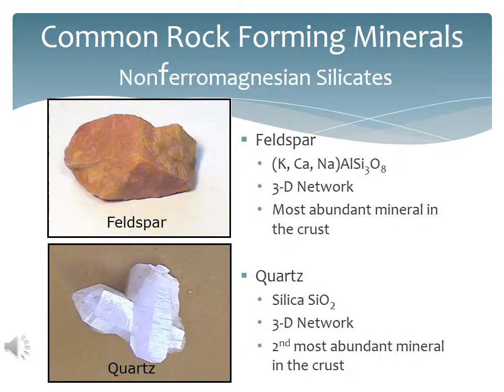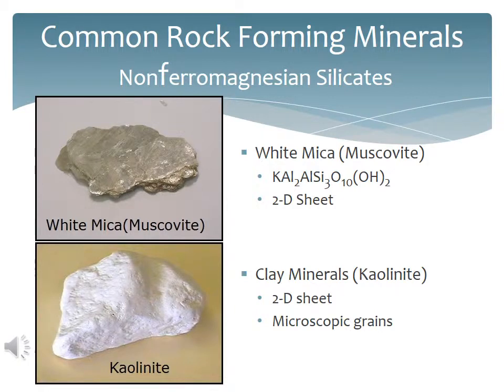Non-ferromagnesian silicates tend to be a little bit lighter in color and less dense than the ferromagnesians. Feldspar is the most abundant mineral in the crust, and quartz the second most abundant. Both muscovite and the clay minerals have a two-dimensional sheet structure. However, in the clay minerals, the sheets are microscopic.